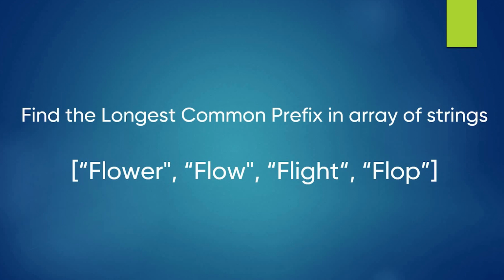So here is an example: we have an array with four elements: flower, flow, flight, flop. We need to find a common prefix that should be the longest across all of the items. So how will we do that? I will discuss that logic first.